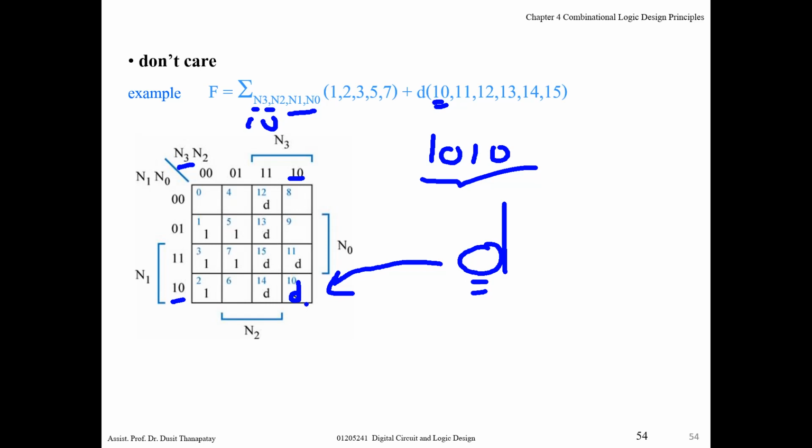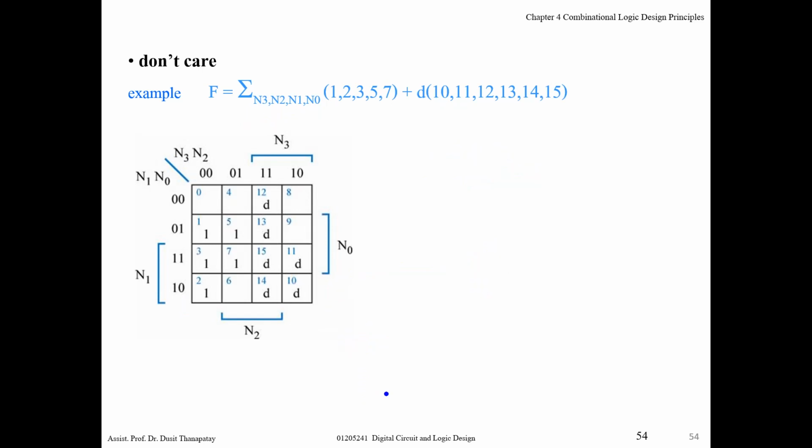Anyway, to implement the function, if you get the final equation or the final circuit after you implement it, and you apply the input value 1010, of course the output of the function must be 0 only or must be 1 only. Based on that, your function gives the result 0 or 1 here.